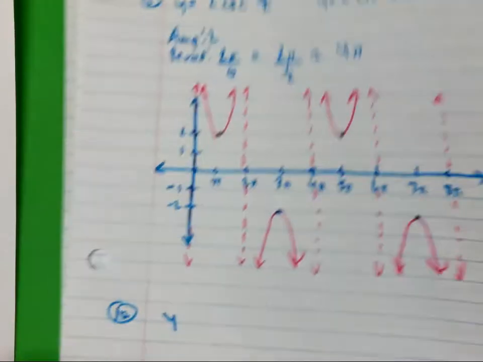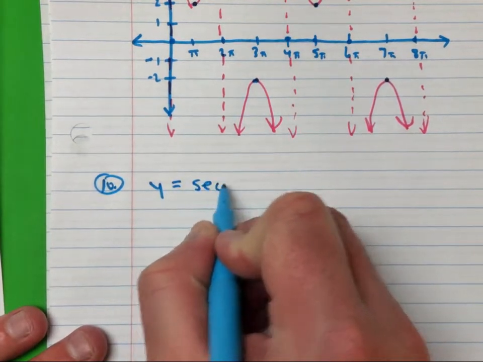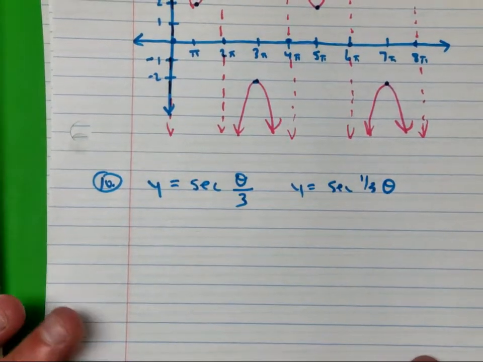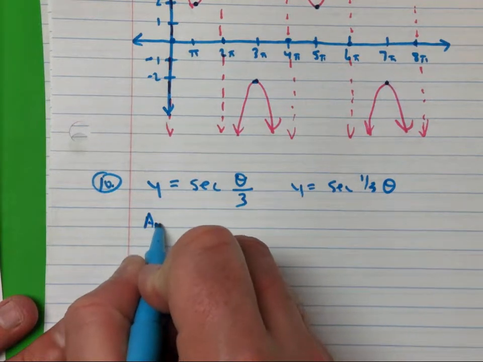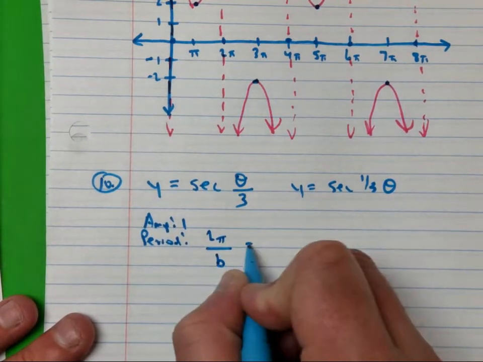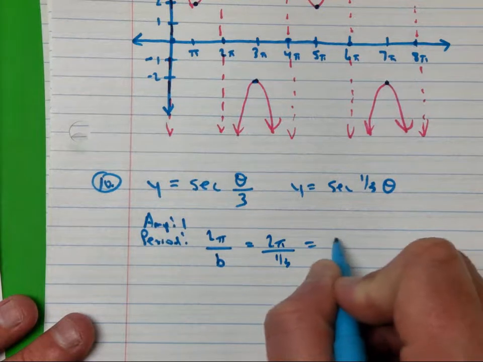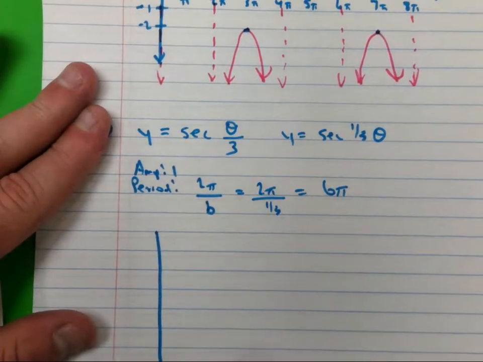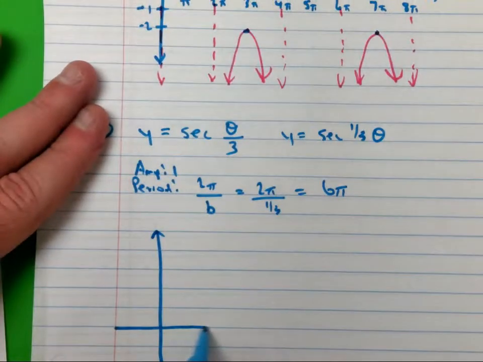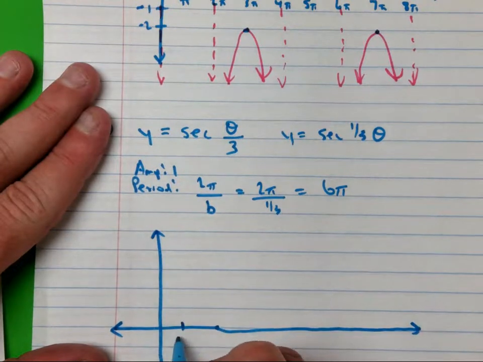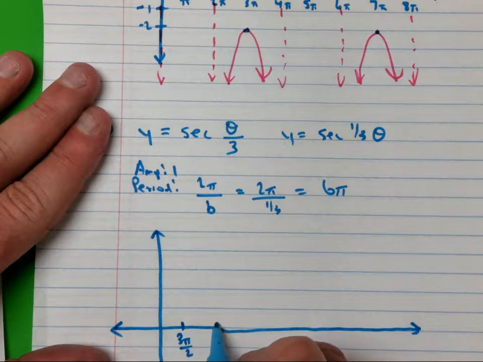I have y equals secant theta over 3. I can rewrite that as y equals secant 1/3 theta. My amp is 1. My period is 2 pi over b. In this case, it would be 2 pi divided by 1/3, which is 6 pi. Take this, divided by 4, that's going to be 3/2. I'm going to go about 3/2. 3 pi over 2, 6 pi over 2. 6 pi over 2 is 3 pi.